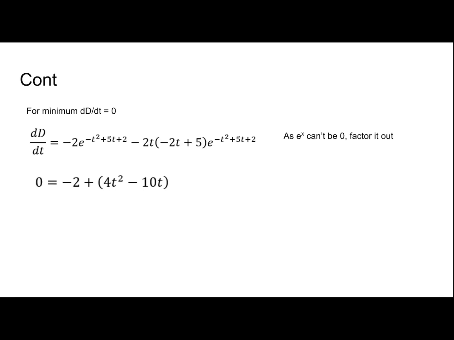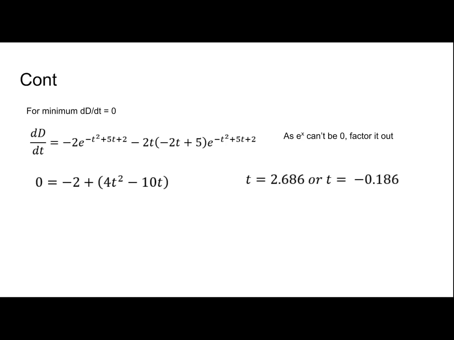If we factor e to the power of negative t squared plus 5t plus 2 and factor it out, we'll get negative 2 plus, if we expand the brackets, don't forget to expand the brackets, negative 2 plus 4t squared minus 10t. At this stage, you can just substitute into a calculator, so a equals 2, b equals negative 10, c equals negative 2, and solve for your t. So you should get t equals 2.686 or t equals negative 0.186.